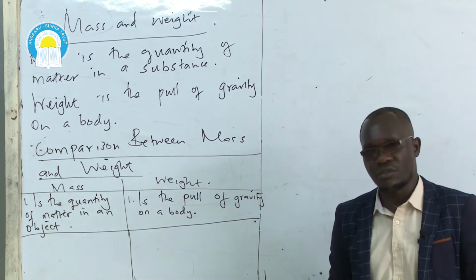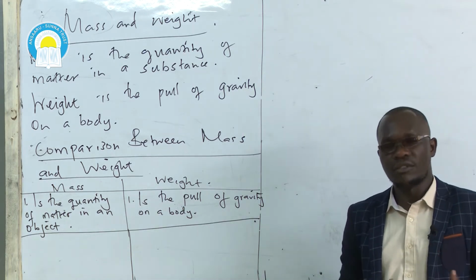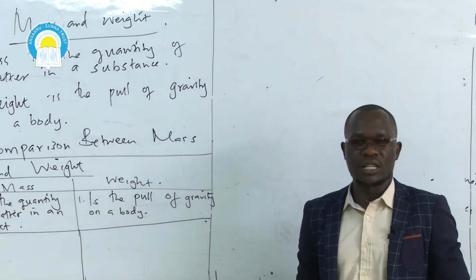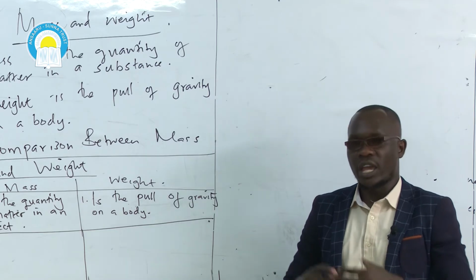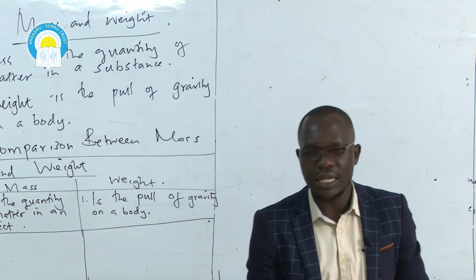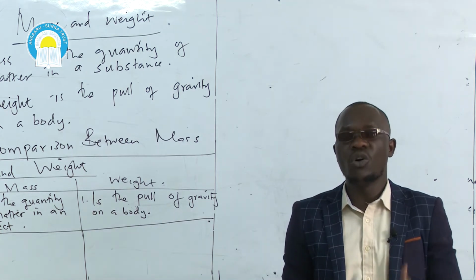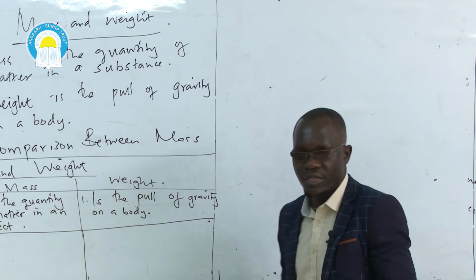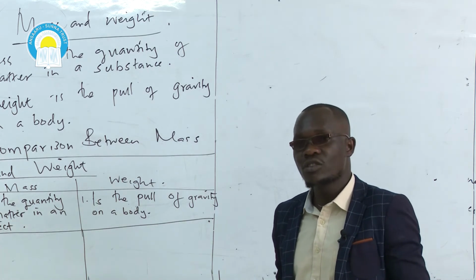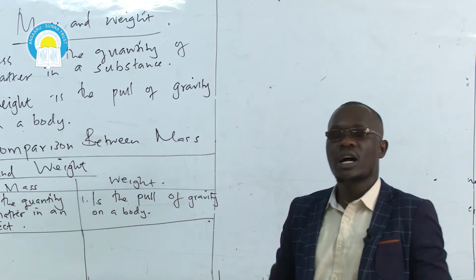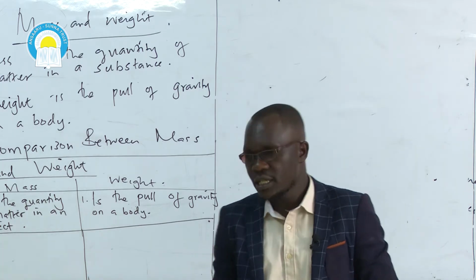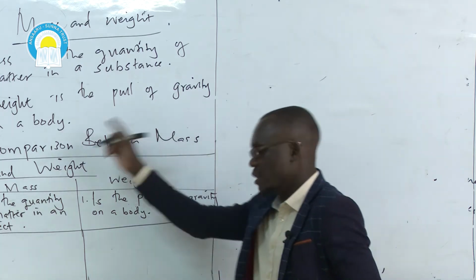When you talk of the pull of gravity, we have discussed a force called gravity. We said this is a force of attraction between bodies of different masses. And we said that any object near the Earth's surface or on the Earth's surface experiences a force which always pulls it towards the center of the Earth. But we said that this force depends on several factors. It depends on the mass of the object itself. The weight, therefore, depends on the mass.